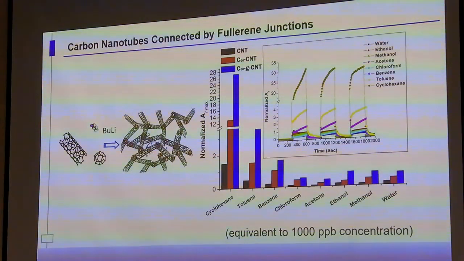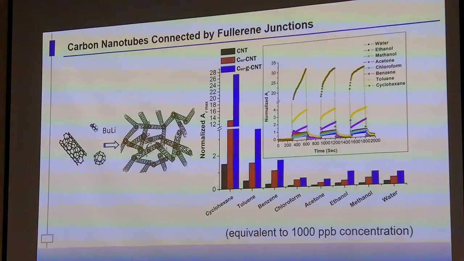And when you test for the sensing application, again with different volatile organic compounds like water, ethanol, methanol, acetone, toluene, or cyclohexane, here you can see a pretty high response for the cyclohexane compound. For this cyclohexane compound, by introducing these C60, we see really very high selectivity here.